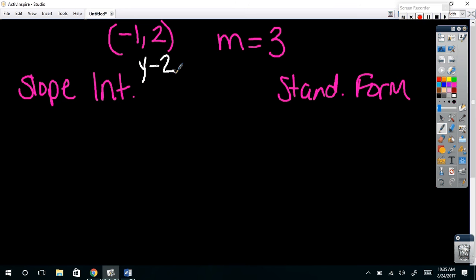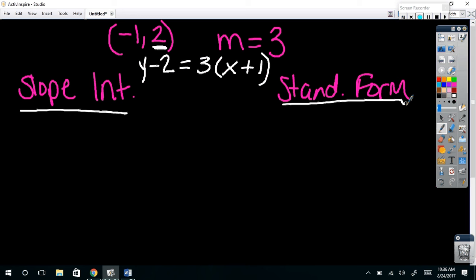That's where I need help. All right, watch. Let's do it together. y minus 2 equals 3 times x. I'm going to go ahead and change that to plus 1. That's point slope, but that's not what I asked you.